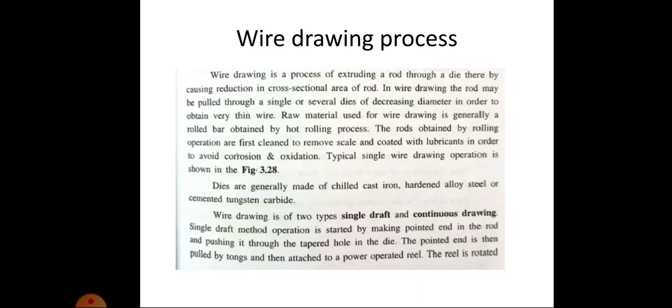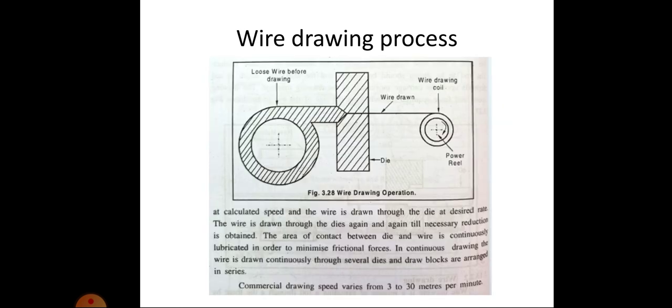Next one is wire drawing. Wire drawing is a process of extruding a rod through a die, thereby causing a reduction in the cross-sectional area of the rod. In wire drawing, the rod may be pulled through a single or several dies of decreasing diameters in order to obtain very thin wire. This is a diagram.